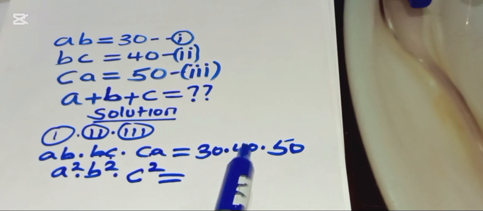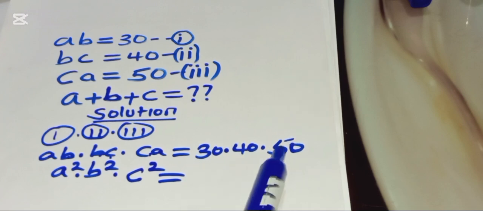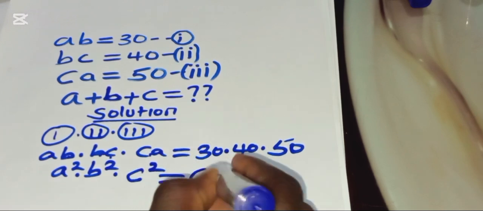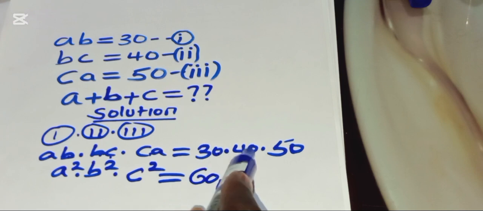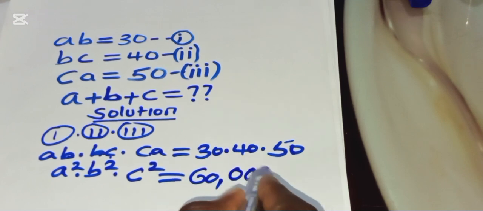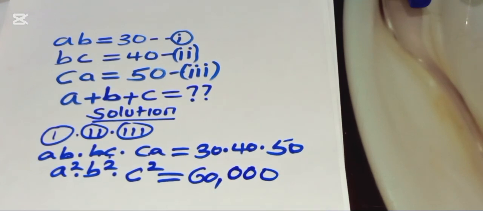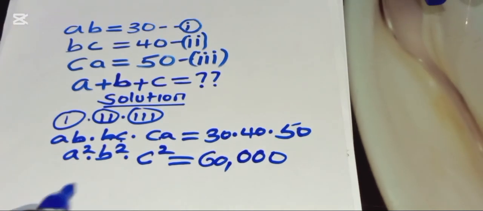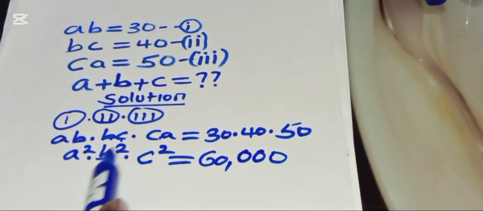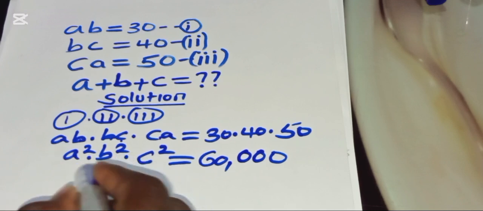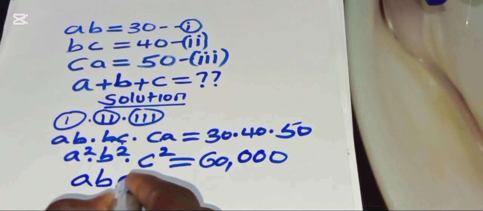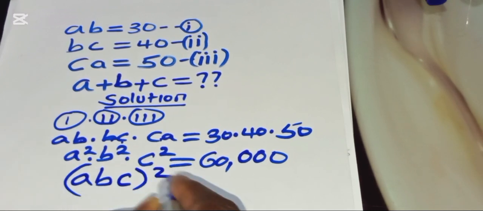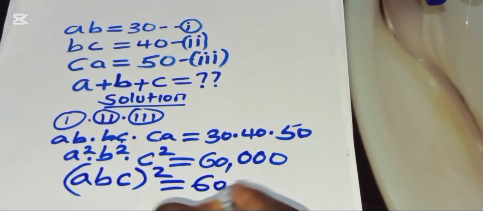We can definitely multiply this. This is 3 times 4, which is 12. 12 times 5 is equal to 60. And then we have 3 zeros, so 1, 2, 3. And this is equal to 60,000. All right. Now, as you can see, we have A squared, B squared, and C squared. So they have a common power, which you can express as ABC raised to power 2. This is equal to 60,000.